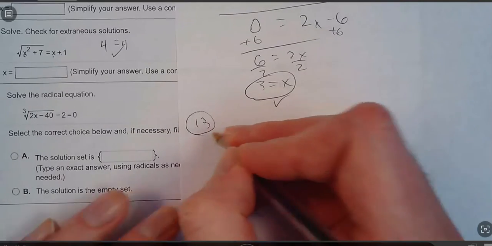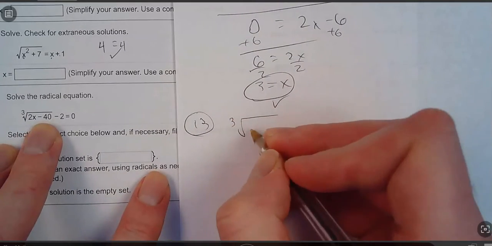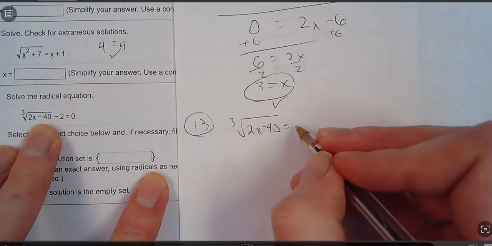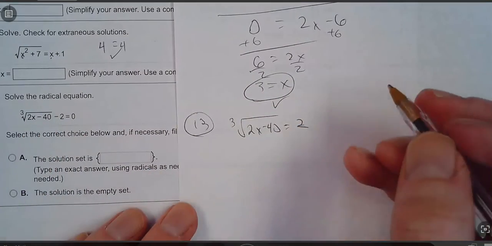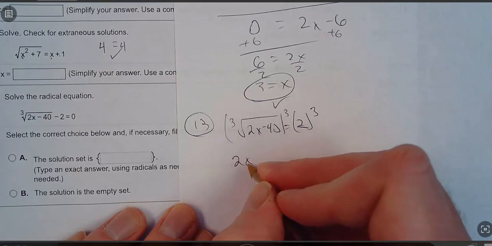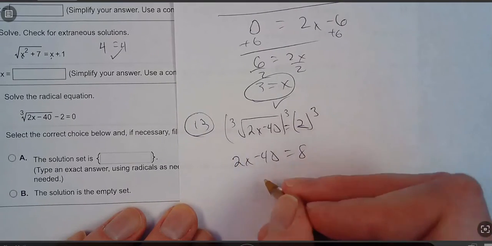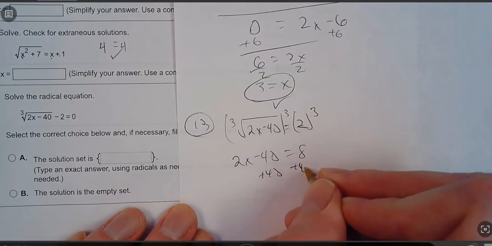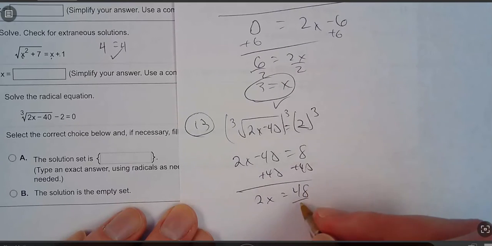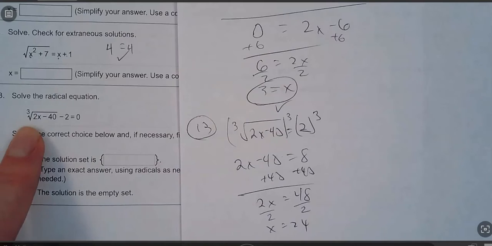Number 13, I've got the cube root of 2x minus 40 minus 2 equals 0. I'm going to bring the 2 to the other side, so it equals positive 2. Now, to get rid of a cube root, you cube both sides. So 2x minus 40 would equal 8. Add 40. 2x equals 48, divided by 2, so x equals 24. Now, plug it back in.